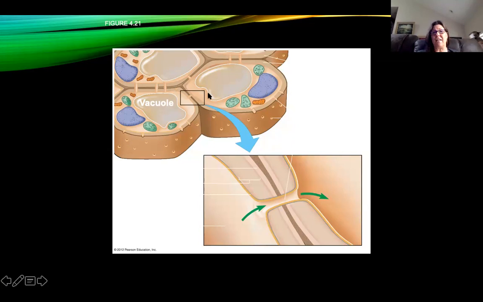They are not selective. If the molecule or particle will fit, it will move through each one of these cells, which is why it's kind of dangerous for plants to get a bacteria or a virus, because once it gets into a cell, it then has full access to the plant through these plasmodesmata.